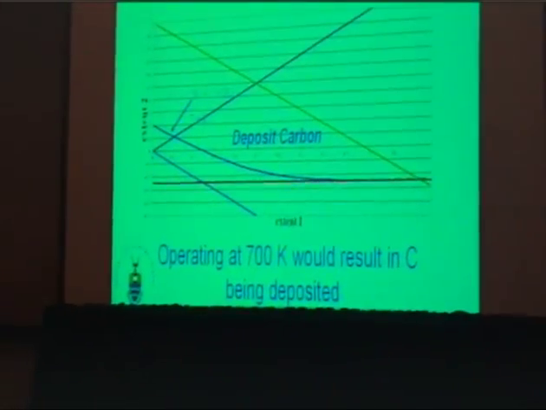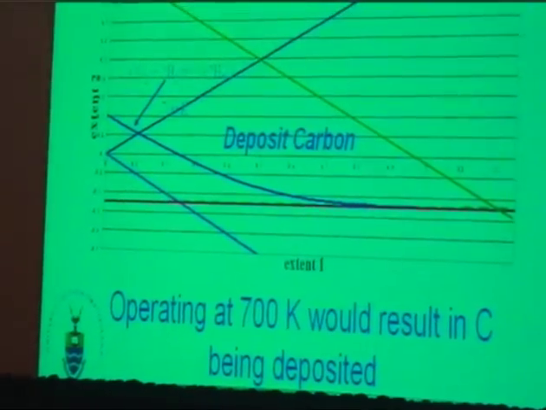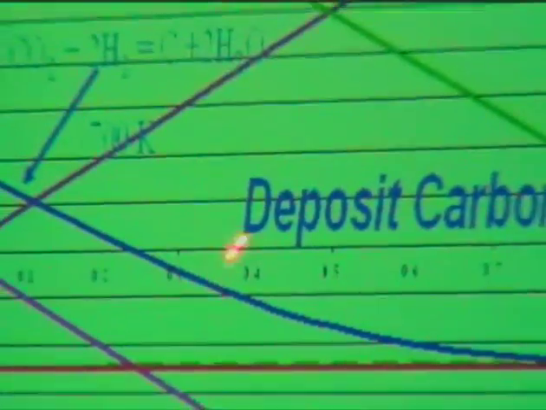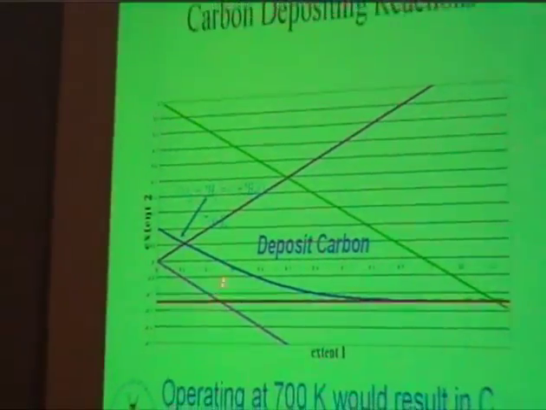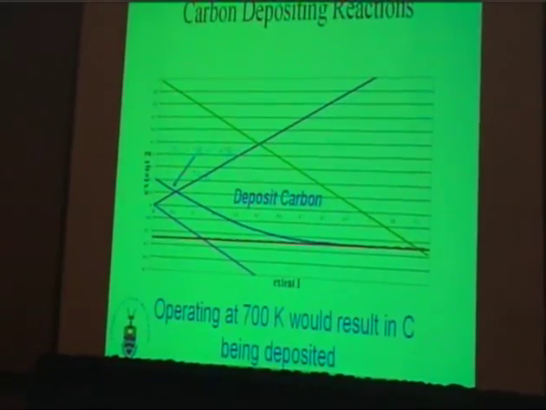What about deposition of carbon? Deposition of carbon is the reverse reaction. We don't want to deposit carbon. If we run at 700 K, we can write this on this diagram. That's where the deposition of carbon would be, above that line. Which means that we only have that tiny little region to operate at 700 K.